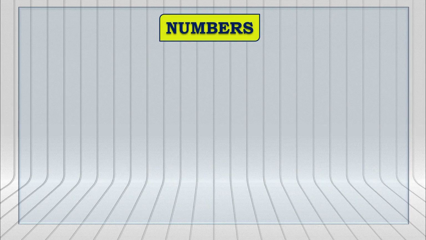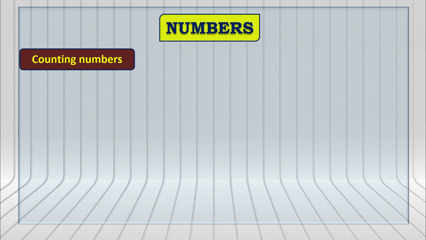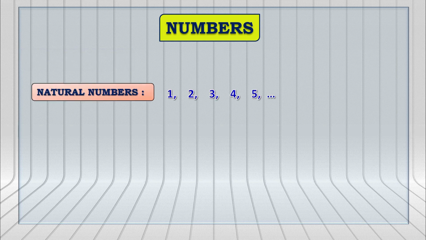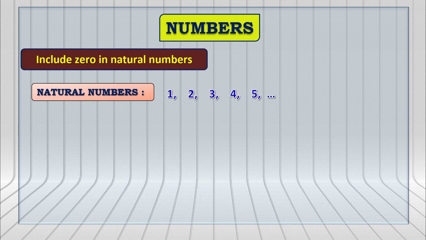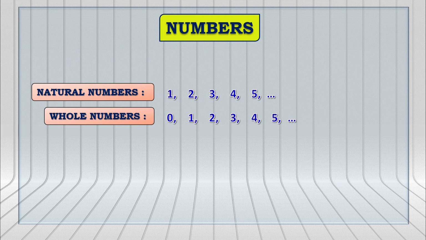So first we need to understand what is numbers. There are counting numbers like 1, 2, 3, 4, 5, etc. These are called natural numbers. Now include 0 in natural numbers. So this becomes now whole numbers. So whole numbers are those numbers that is 0 and the natural numbers.